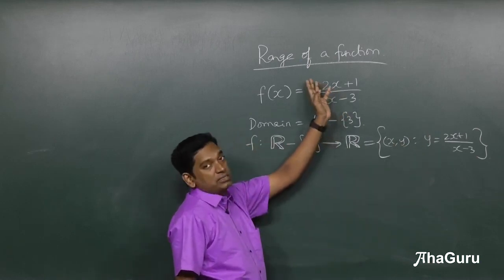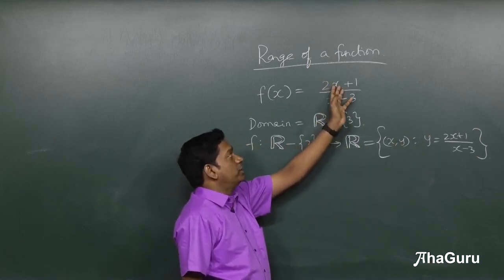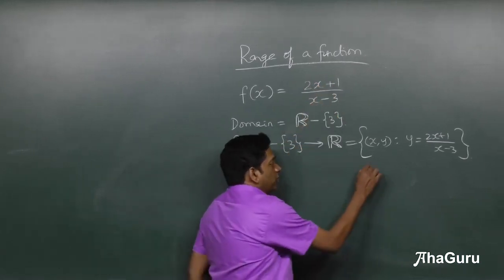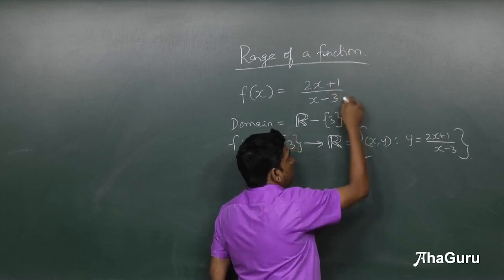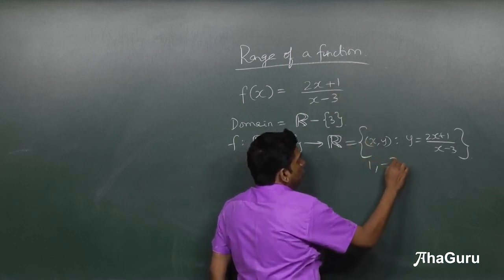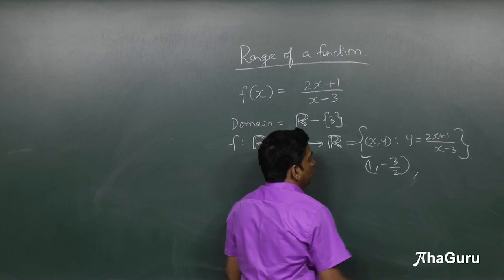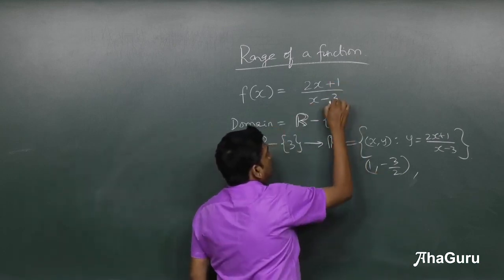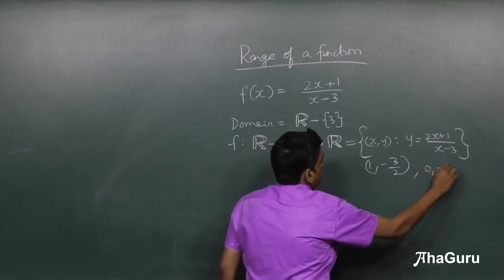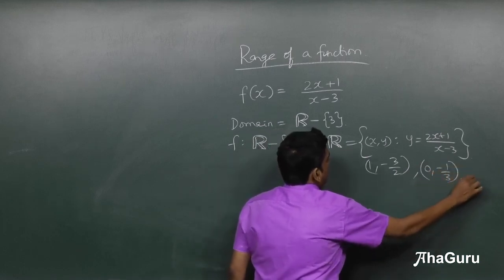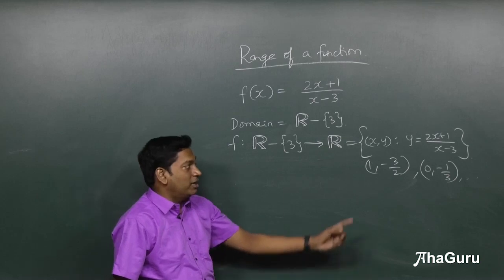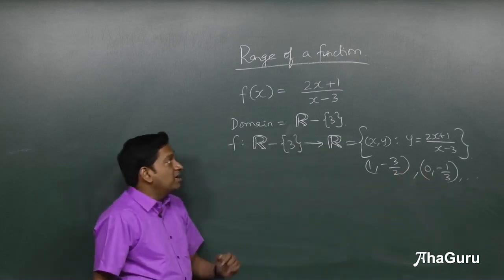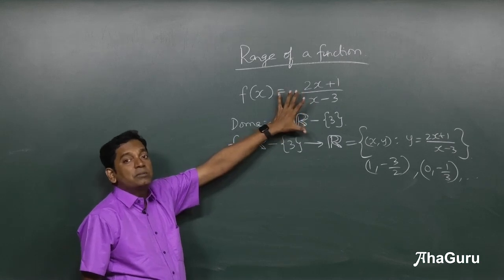Let's try. If you put x is equal to 1, you get 2 into 1, 2 plus 1, 3, 3 by minus 2. So 3 by minus 2 is minus 3 by 2. So (1, minus 3 by 2) is part of the function. If you put x equals 0, you get 1 by minus 3. So (0, minus 1 by 3) is a part of the function. So we know that minus 3 by 2 is part of the range, minus 1 by 3 is part of the range. But what numbers like this are part of the range?